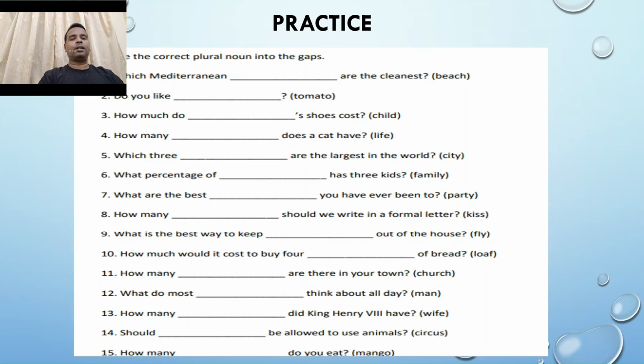जो सिंगुलर नाउन्स हैं उनको प्लूरल नाउन्स में कन्वर्ट करेंगे. But all these questions are in sentence form. So now my first question is, which Mediterranean dash are the cleanest? अब ब्रैकेट में आपको ऑप्शन दिया गया है, सिंगुलर वर्ड दिया गया है, that is beach. So beach will be converted into beaches. So the answer is beaches.